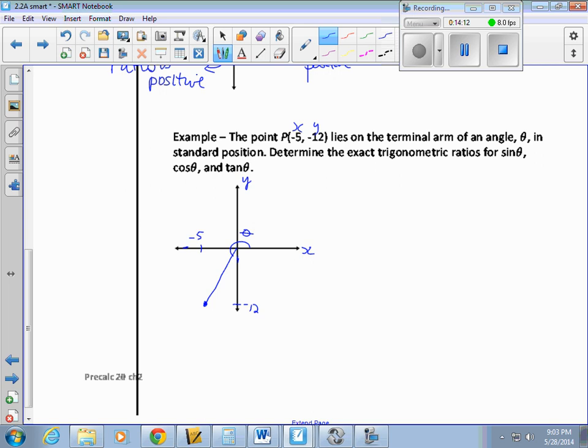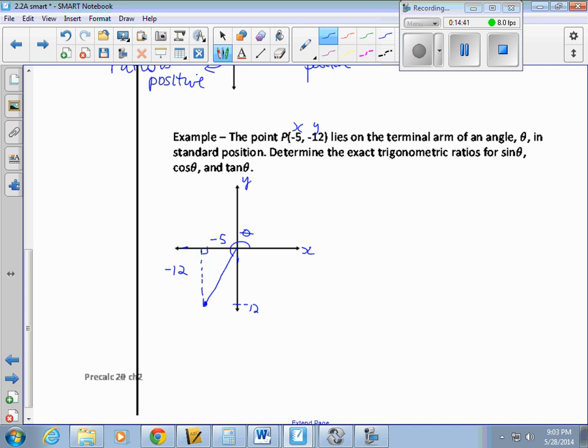So to finish this off, I need to make it into a right triangle. That means I'm going to drop down the side perpendicular to that x right there. If my x was -5, then that is the measurement of this side here. So this value here is -5. My y coordinate was -12, so this side here is -12. I need to find r.